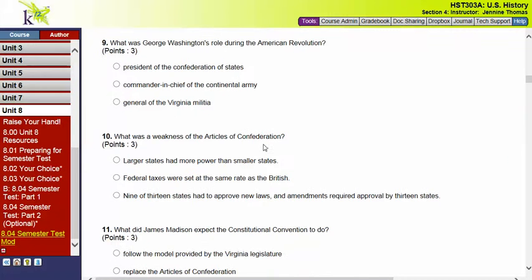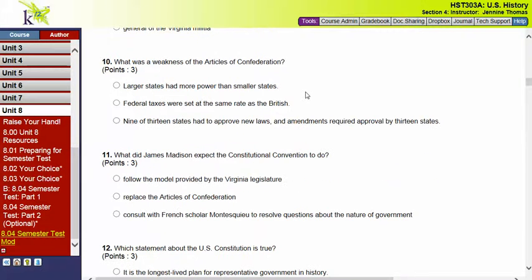What was George Washington's role during the American Revolution? President of the Confederation of States, Commander-in-Chief of the Continental Army, General of the Virginia Militia. Number 10, what was a weakness of the Articles of Confederation? Larger states had more power than smaller states.